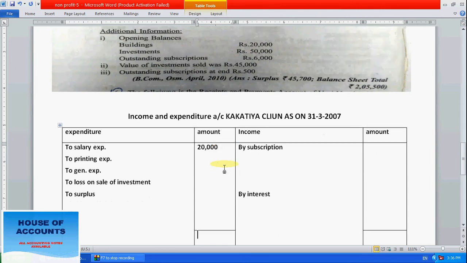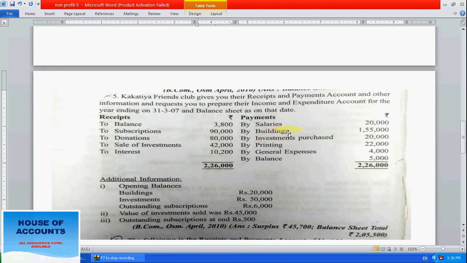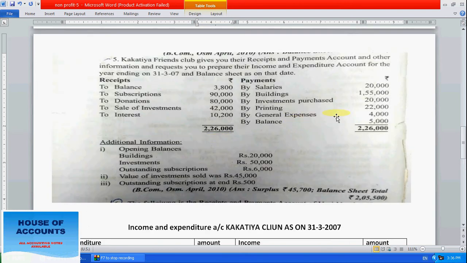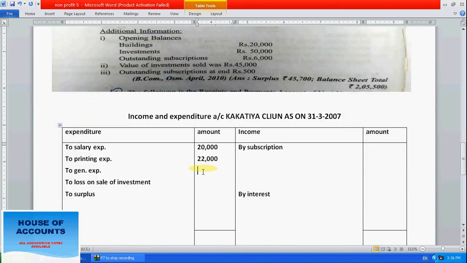Now the next is building, 55. Building is an asset, we will see it later. Investment purchase 20,000, we will see it later. Printing 22,000. Printing is an expense, so right here 22,000. Next, general expenses 4,000. So right here general expenses 4,000.